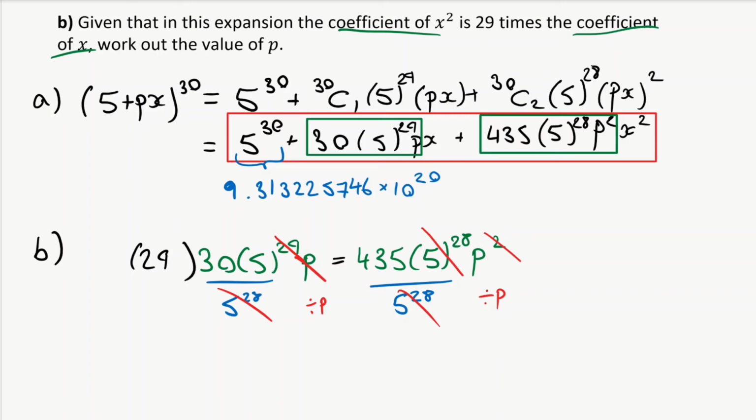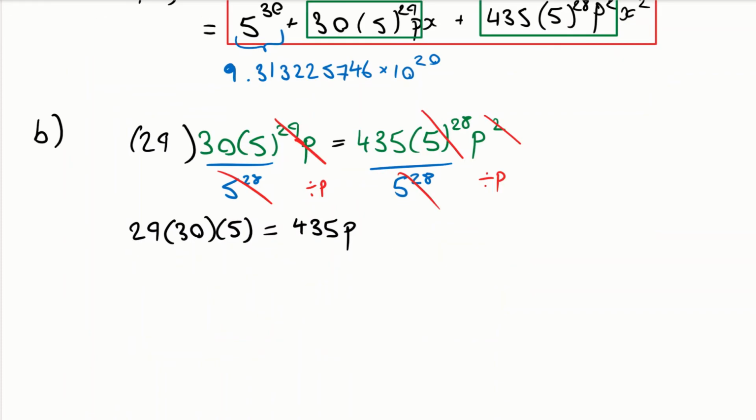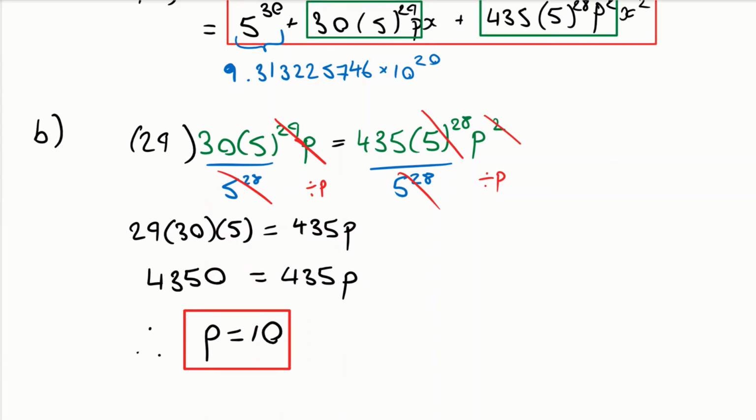Okay, so when all is said and done, just to write everything a bit more cleanly, we have 29 times 30 times 5 being equal to 435p. Evaluating the left hand side we get 4350, which is equal to 435p, and just by looking at it we can already tell that p has to be equal to 10, and that's it. We have found the value of p. So this question included the binomial expansion formula and some knowledge of power laws. That's pretty much it.